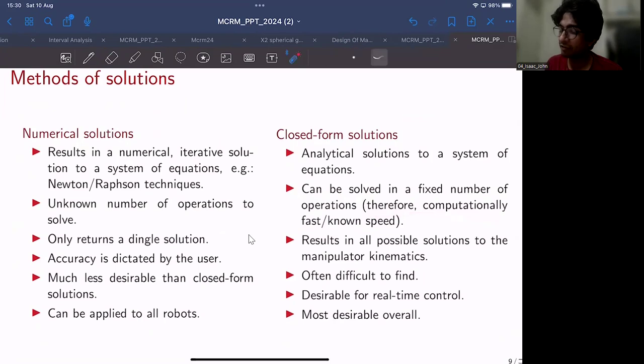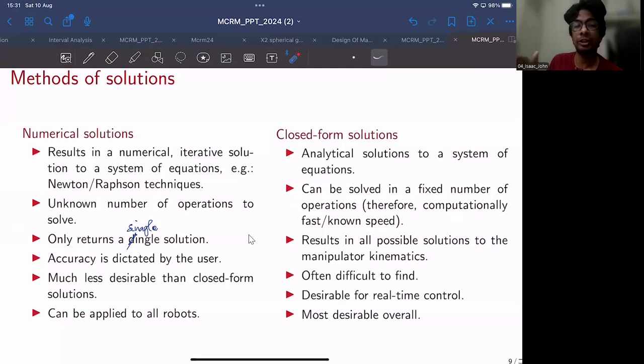And in the case of numerical solution, it will only return a single solution. So this is a problem with typical numerical solvers, because it will only converge to a local minimum. It may not even converge to a global minimum. It'll only converge to a local minimum.